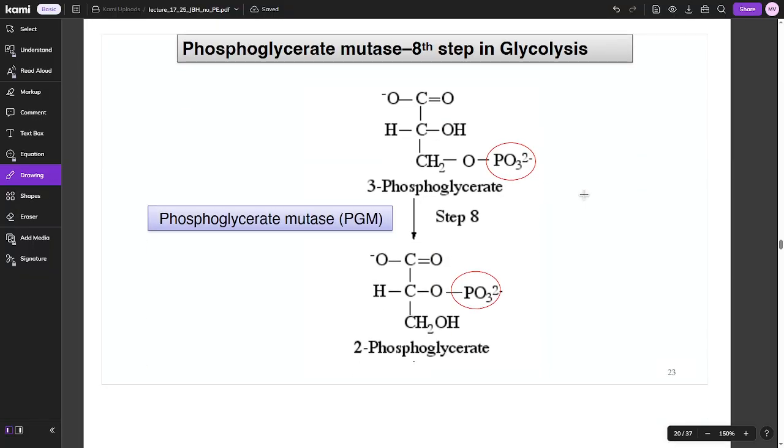Step 8 is phosphoglycerate mutase, right? Step 8 in glycolysis. And all this is doing is taking the phosphate on 3-phosphoglycerate and moving it over here. It is a mutase reaction, and mutases are slightly different from isomerases because they only move one group, generally speaking. They don't really move a bunch of things at the same time. They just move one group, generally. We're going from 3-phosphoglycerate to 2-phosphoglycerate. That's it.